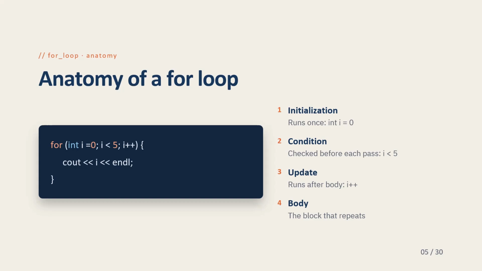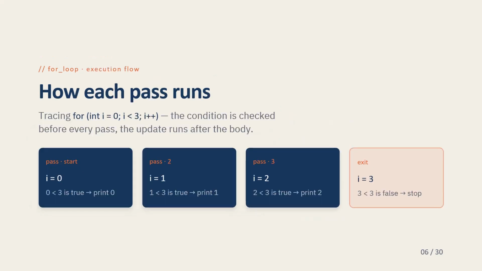A for loop actually has four parts: initialization, condition, update, and the body of the loop. Initialization runs once, and the condition is checked before each iteration. The body executes if the condition is true, and the update prepares for the next iteration. This happens one by one in each iteration. And here is the execution flow. Notice how the value of the loop variable changes after every iteration. Once the condition becomes false, the loop terminates automatically.